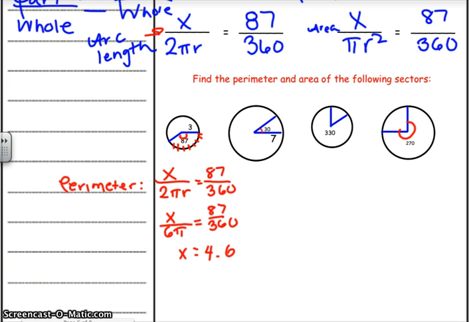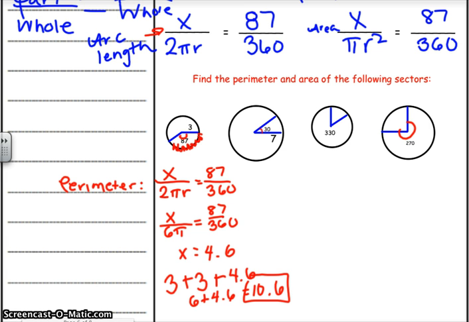Now this 4.6 is just what I outlined in red above. That's just the arc length. That is not my whole perimeter. So my whole perimeter is going to be radius plus that arc length. 6 plus 4.6, 10.6 is my perimeter. Whew, that's my perimeter.